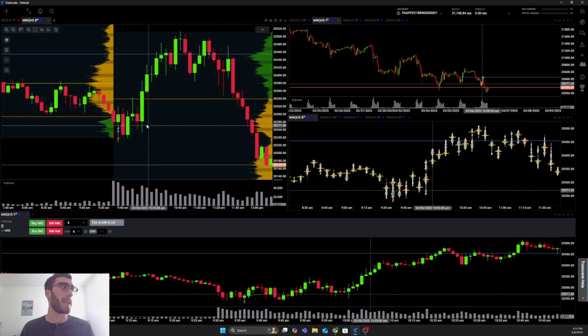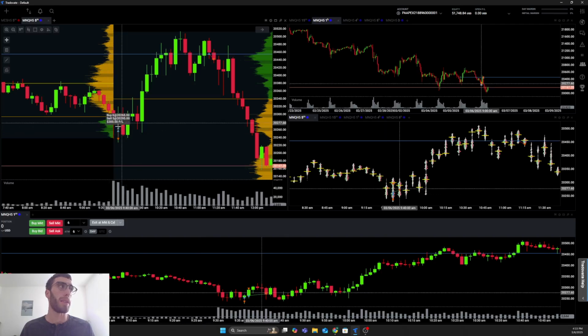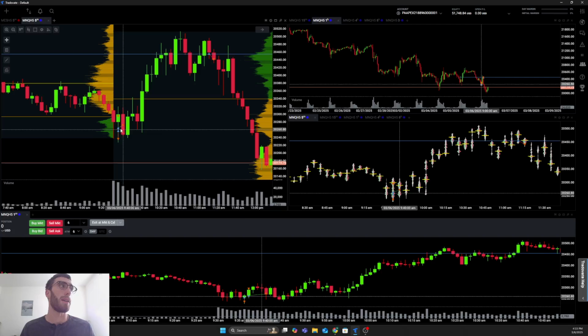So three trades on the day technically. Really it was two because I just re-entered a trade that stopped me out, but it was the exact same idea just a minute later.